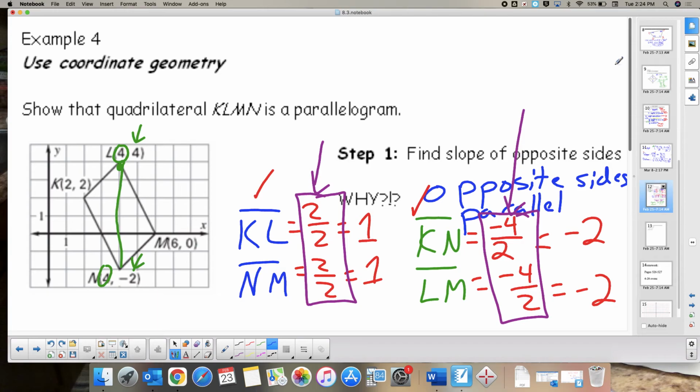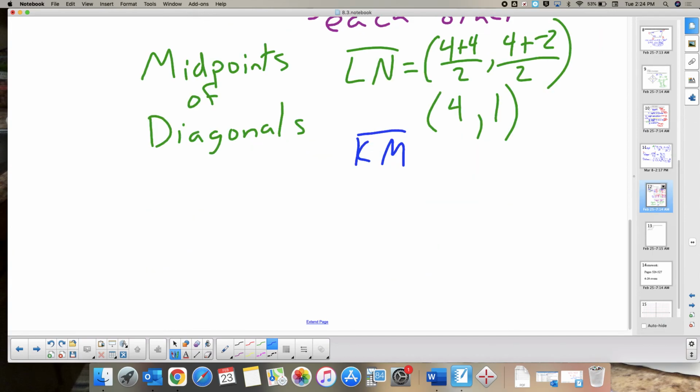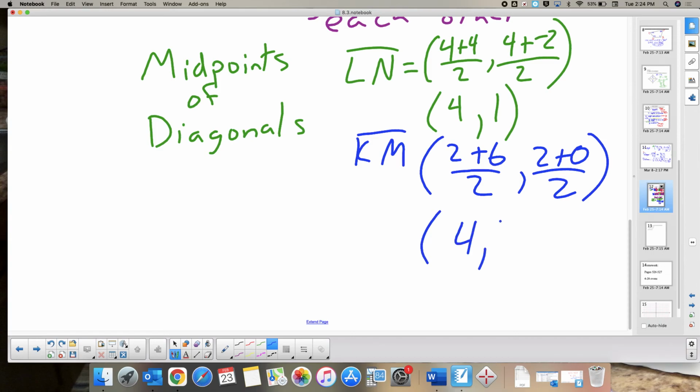We also need the midpoint of KM. So I have 2 plus 6 divided by 2 and 2 plus 0 divided by 2. We get 4, 1. So those diagonals do have the same midpoint. That's how you show that they would bisect each other.